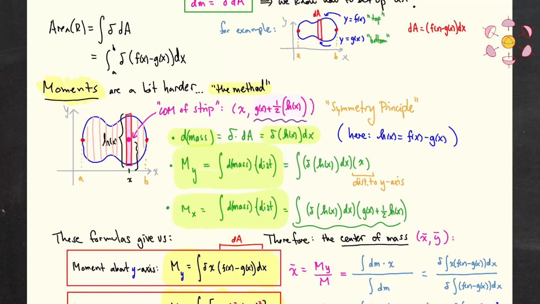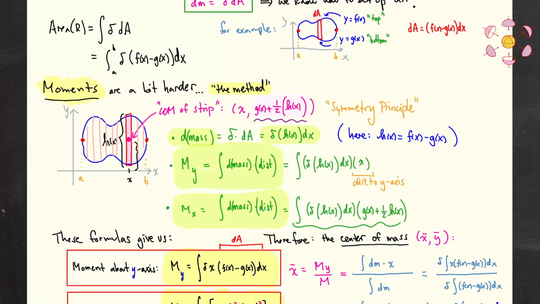And when you work out the details, you can check this out, right? You do the moment My, that's the distance to the y-axis, and you can see that that is where we have, where is it? Here. That little x, or let me use this color. This is the distance to the y-axis, and then of course we have the mass of the strip, right? So dm just means the mass of that strip.